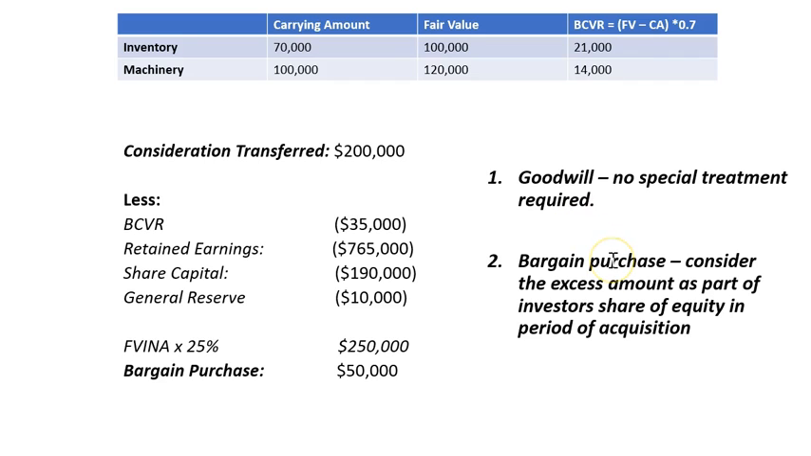If there's a bargain purchase, we need to consider the excess amount, so this $50,000, as part of the investor's share of equity in the period of acquisition. We'll do that during the example, so that should make more sense later, hopefully. Basically, we just treat it as the investor's share of an increase in equity.